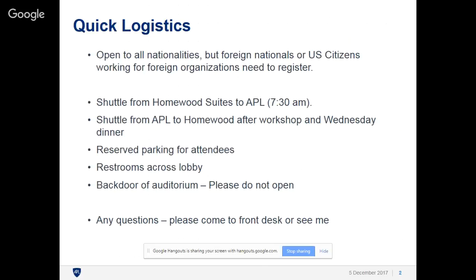There is a shuttle provided from Homewood Suites to here at 7:30 a.m. and it goes back and forth. It's a very short distance. There is a shuttle provided from here to Homewood at the end of the workshop and on Wednesday dinner. There is parking reserved for attendees only. The restrooms are across the lobby. Please do not exit from that back door there. That goes into some sort of reserved area, so please don't go through that. Just use this front door that you see here right next to the clock. Any questions, feel free to come and ask me or the front desk.